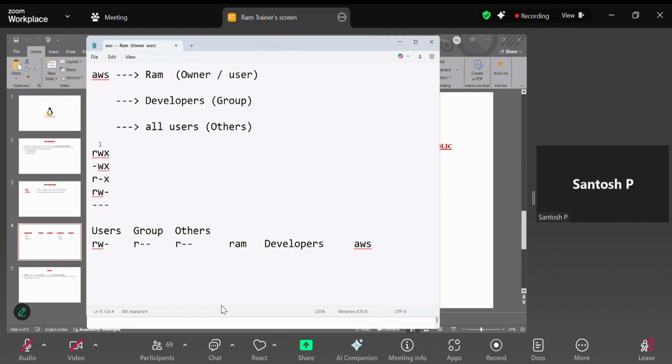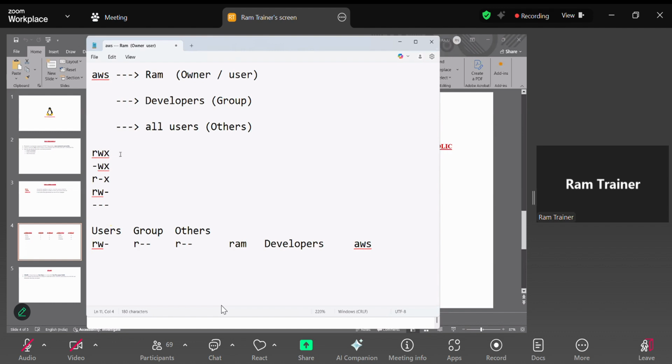Yes, sir, I have a question. For the group, you have R hyphen hyphen. As you told, only the others can only read, right? But in the picture, R hyphen hyphen means the group also doesn't have edit or manage, they have only read. So group people can manage read only. Yes. If it is RW, it means they can also edit the file, right? Correct. Thank you.